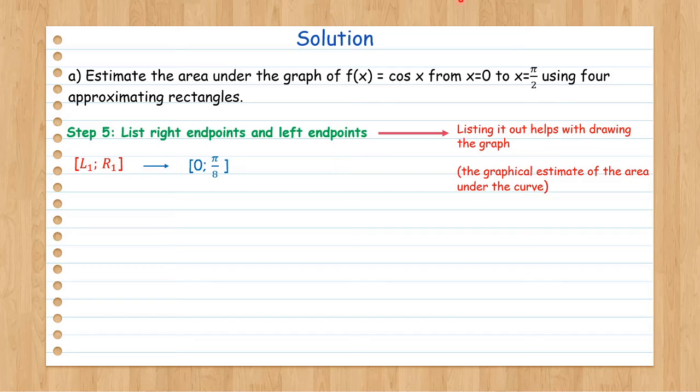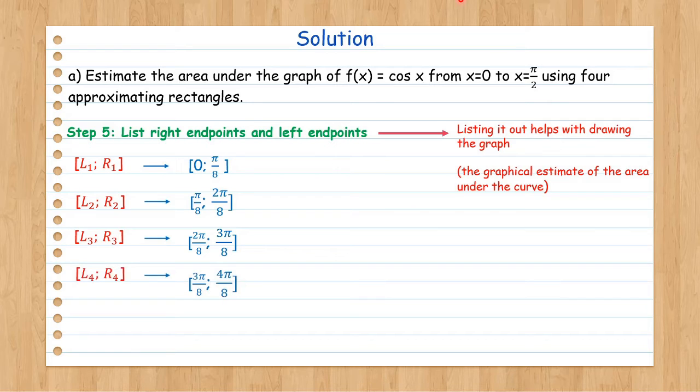So the first set of endpoints, left endpoints and right endpoints, is 0 and pi over 8. The second set is pi over 8 and 2 pi over 8. And the third left endpoint and third right endpoint is 2 pi over 8 and 3 pi over 8. And the fourth left endpoint and the fourth right endpoint is 3 pi over 8 and 4 pi over 8.